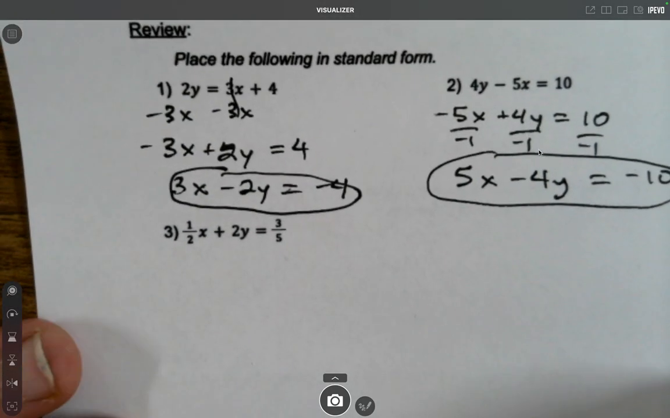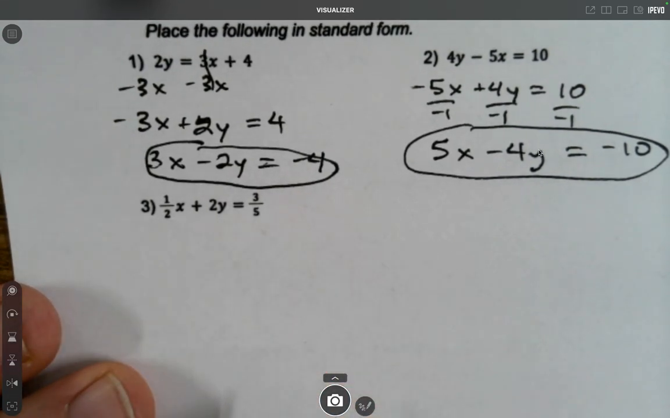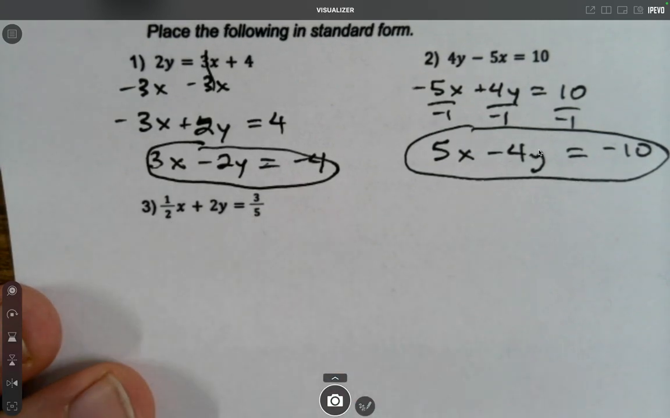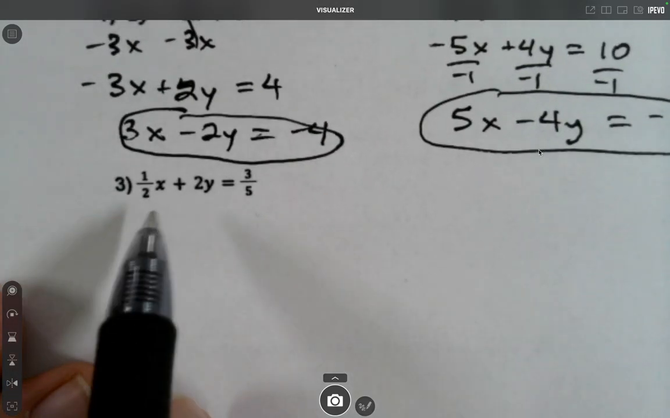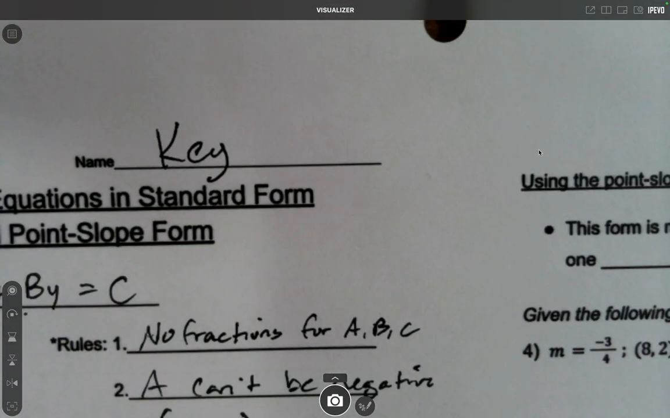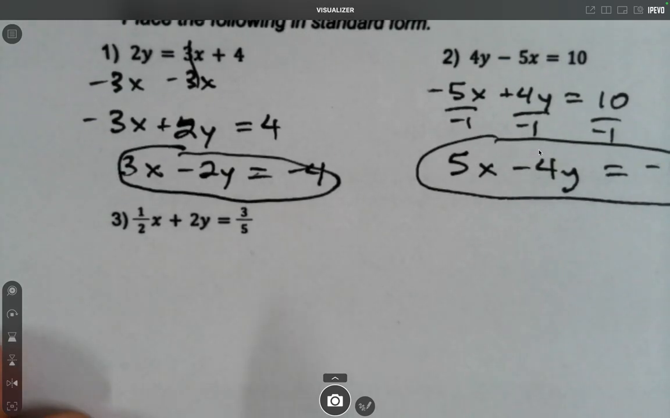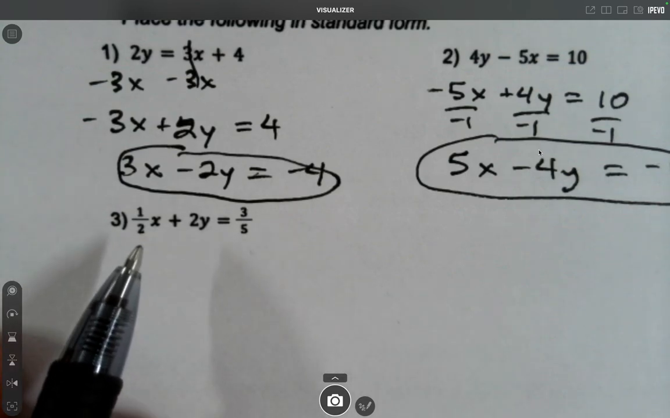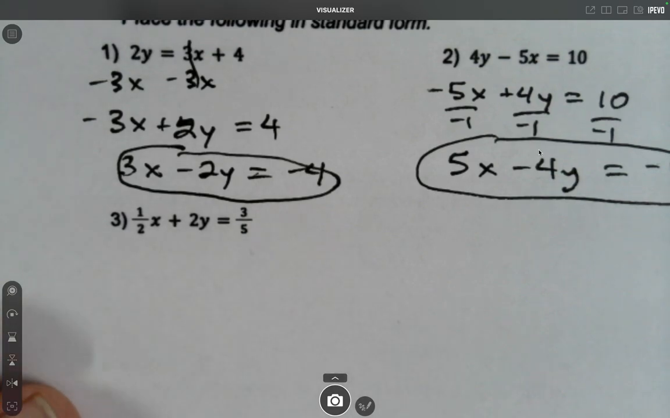Okay? Now, this one actually has everything in the right order, in the right form already. We have our x term, then our y term equals our constant. But we have fractions, and we can have no fractions for a, b, or c. So there's two ways you can approach this. Since there are two different denominators, one thing you could do is multiply everything by each denominator individually. So I think I'll actually try to show you both ways.